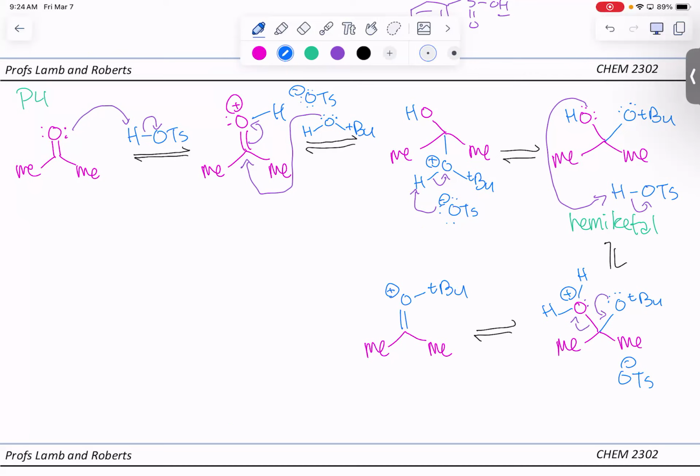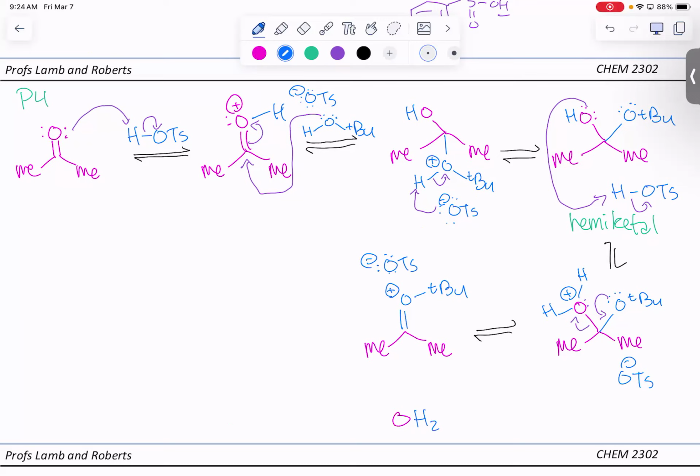All right, we've lost water. We've accomplished what we set out to do: we've lost water with 2 hydrogens from our alcohol and 1 oxygen from our ketone in this case. And then, of course, we always have our tosic acid as our counterion, and we just need to keep track of that. Need to regenerate it at the end of the day, right?